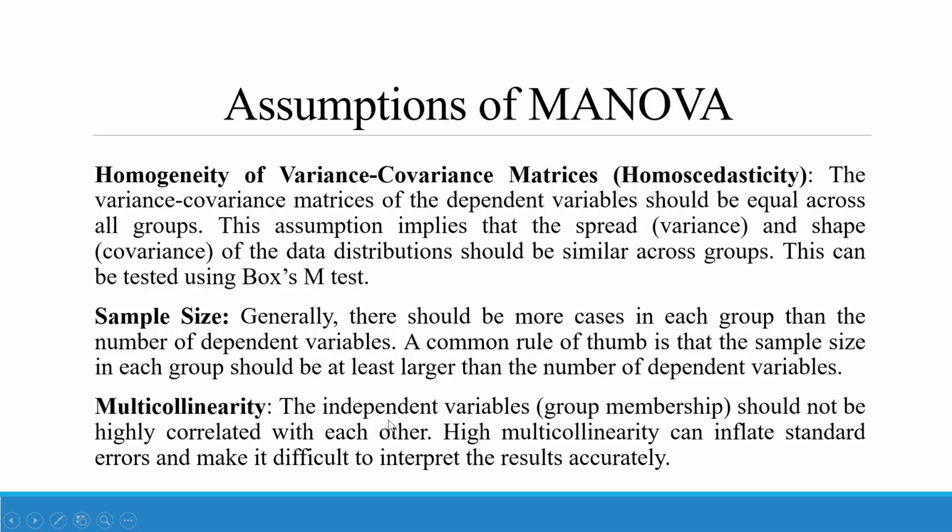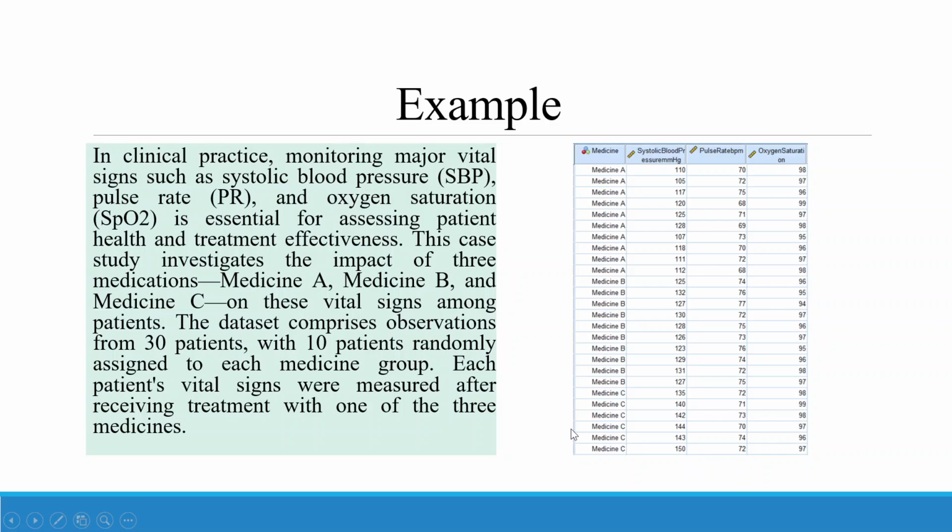Multicollinearity. The independent variables, the group memberships, should not be highly correlated with each other. High multicollinearity can inflate standard errors and make it difficult to interpret the results accurately. Now let's take the case study.